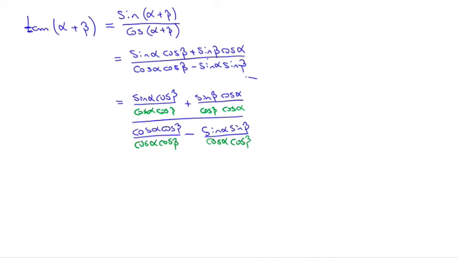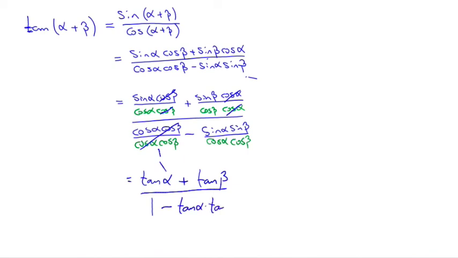So after doing that, the cosine betas go away. The cosine alphas go away. This whole thing turns into that one. And then over here, you get tangent and tangent. Sine alpha over cosine alpha is better known as tan alpha, plus sine beta over cosine beta, tan beta, over 1 minus tan alpha times tan beta. So this becomes the formula for tangent of alpha plus beta.